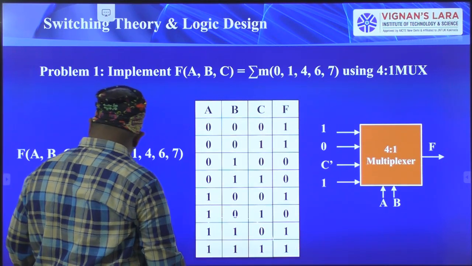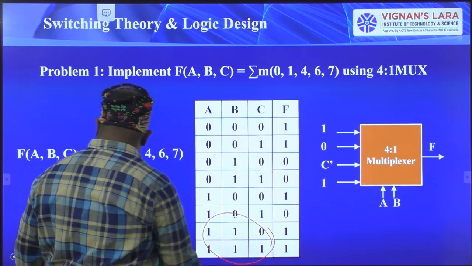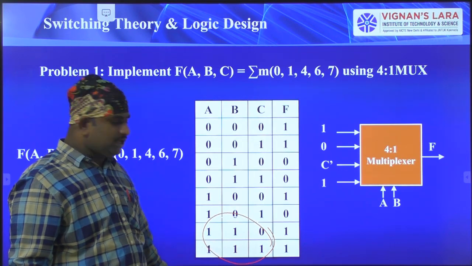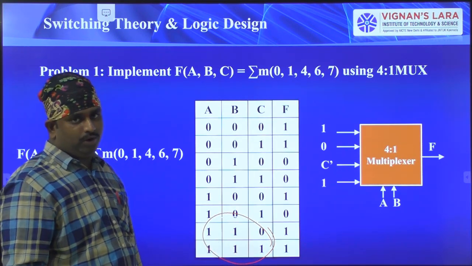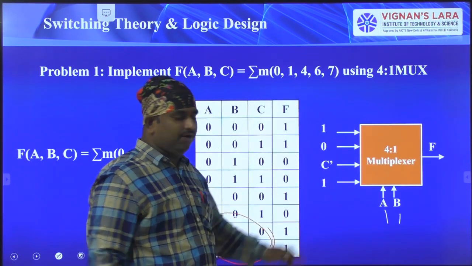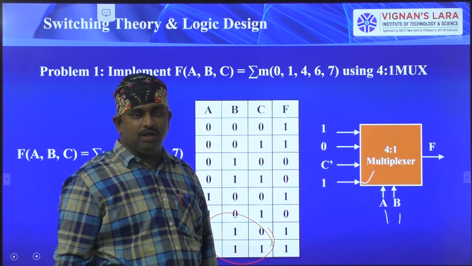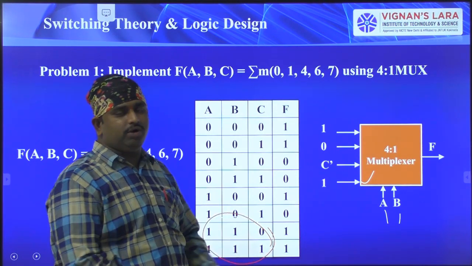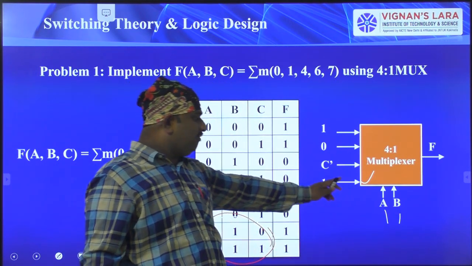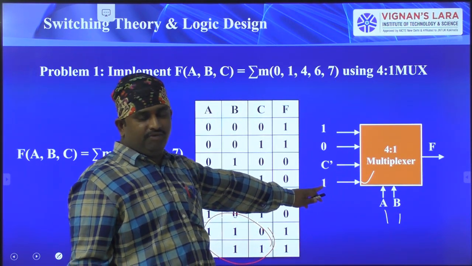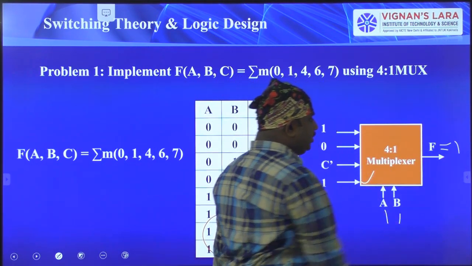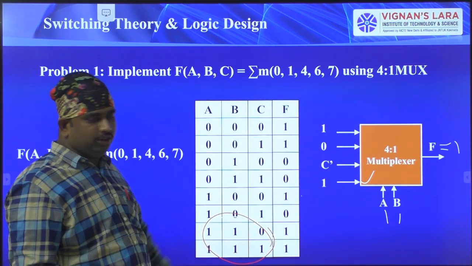Next, these two combinations. The AB values are 1, 1 and the C values are 0, 1. When you select AB as 1, 1, the fourth terminal will be selected. There is no necessity of taking the C value, because for these two combinations the AB value decides. The fourth terminal goes to the output. So with this, we have verified all the combinations for F equal to 1.